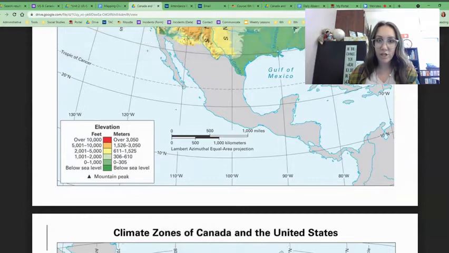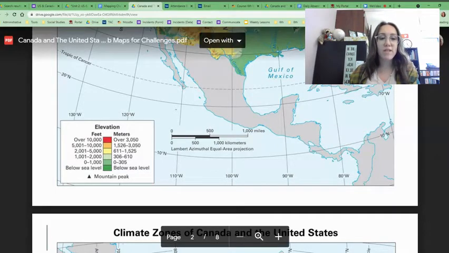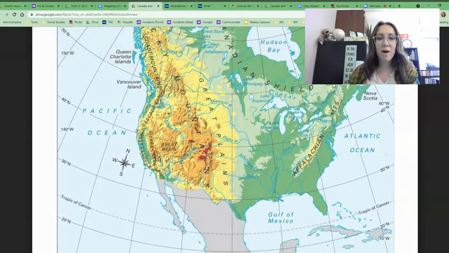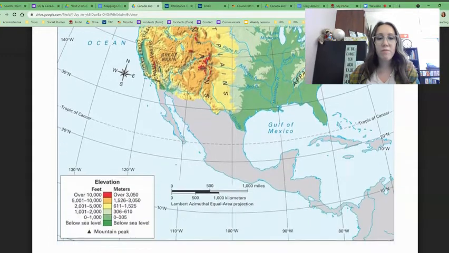This one is about elevation. So this one is talking about how high up the land is, and it's actually measured in feet from sea level. So if you're looking at this elevation, over 10,000 feet above sea level is going to be in red. So you should see here that these red areas happen to pop up in our Rocky Mountains.